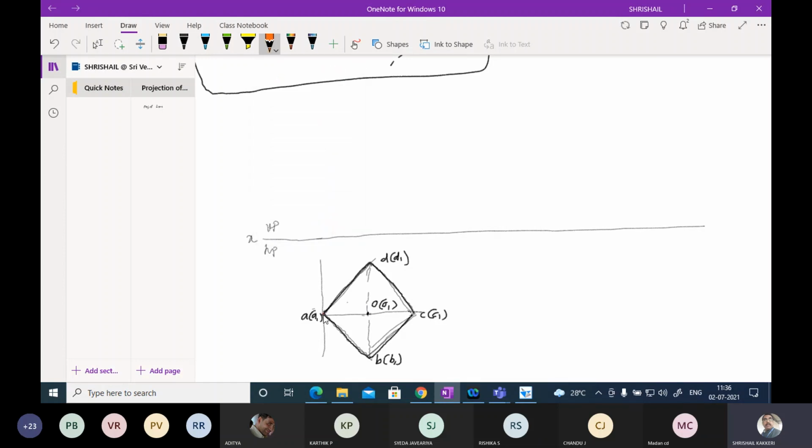Now let me project these lines, using thin lines. I have projected here. Okay, just one minute. I'll get a scale and explain to you. It will be easier for you to understand.